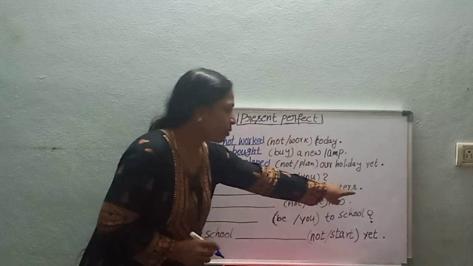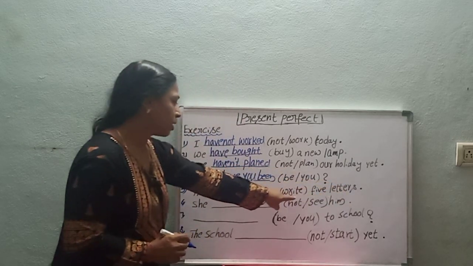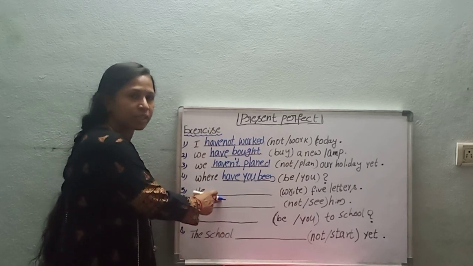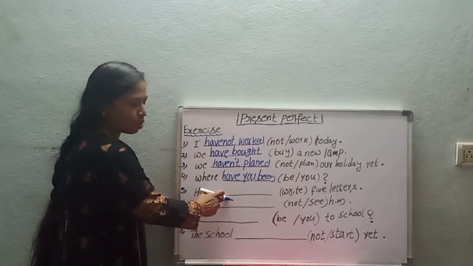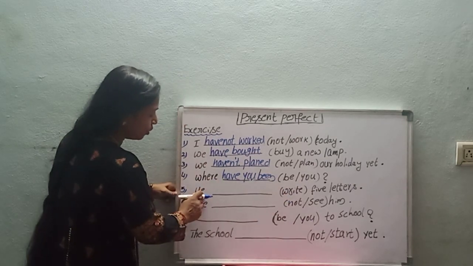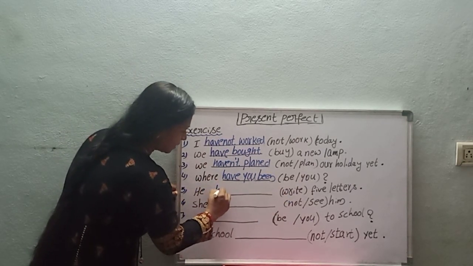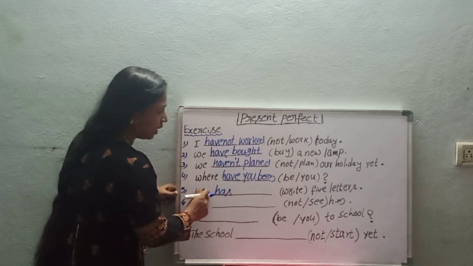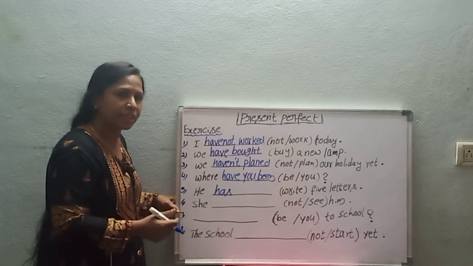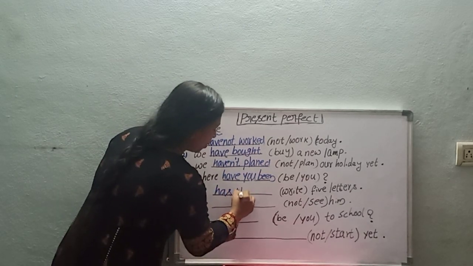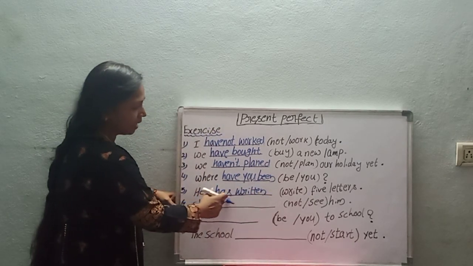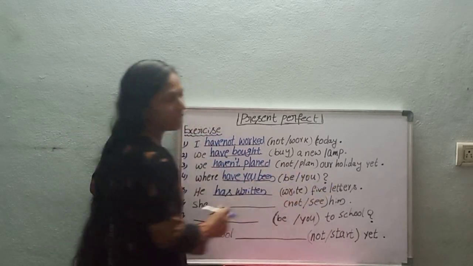Next, in the fifth one, "He write 5 letters." There is a full stop at the end of the sentence, so this is a positive sentence. What is the positive structure? Subject, has or have, plus the third form of the verb. So what do we use for he? Has. He has. What is the third form of write? Write, wrote, written, writing. So written. He has written 5 letters.